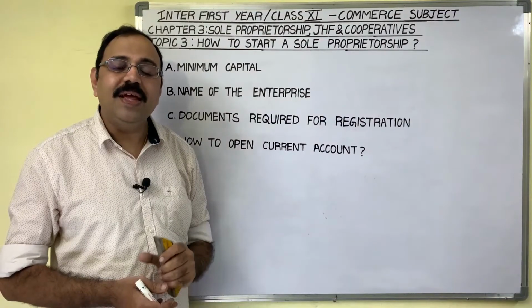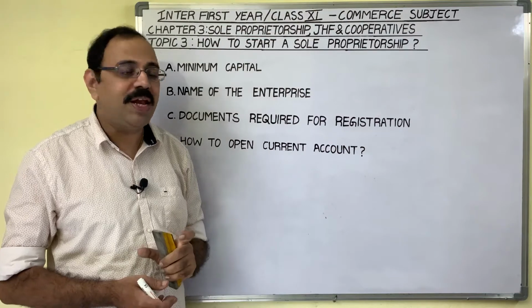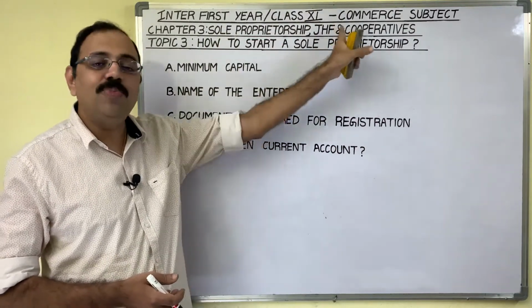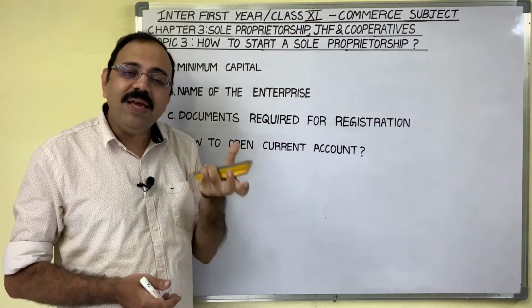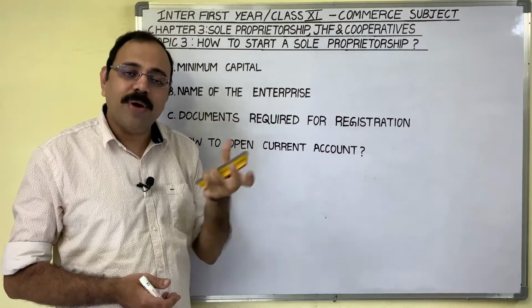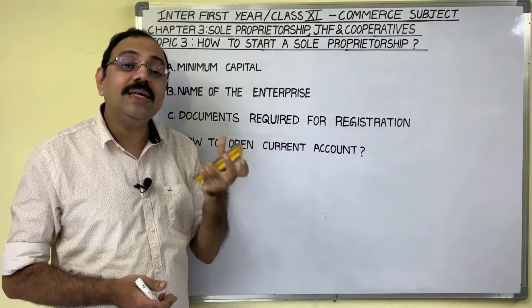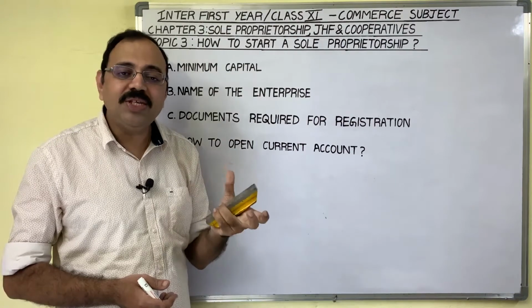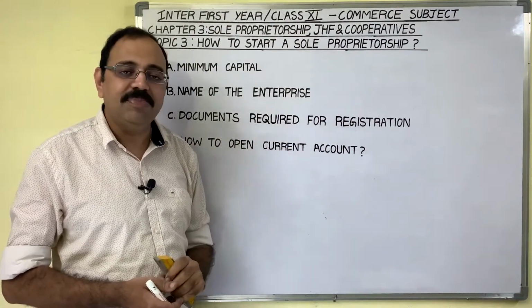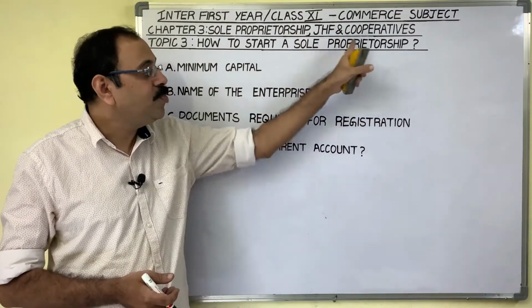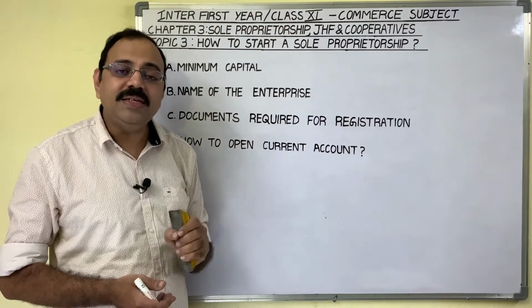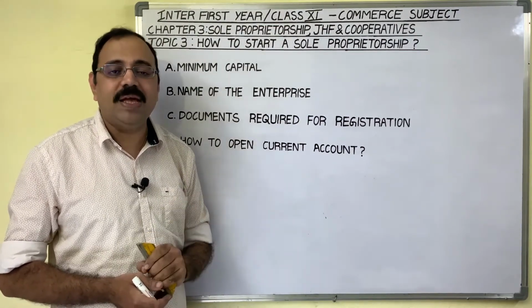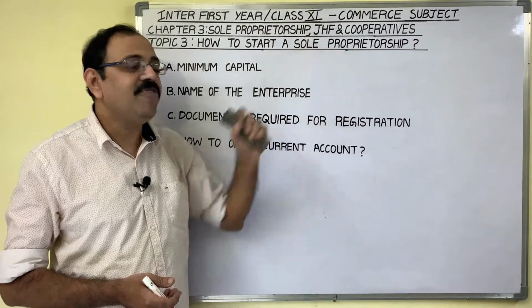Hello students, in this video I am going to explain how to start a sole proprietorship. If any business is owned, operated and controlled by a single individual, that business is known as a sole proprietorship and the owner is known as the proprietor. Any Indian citizen aged 18 plus can start this form of business.